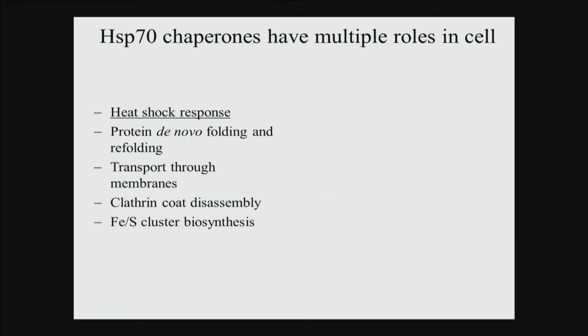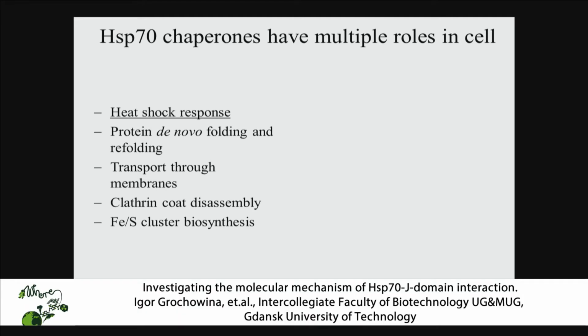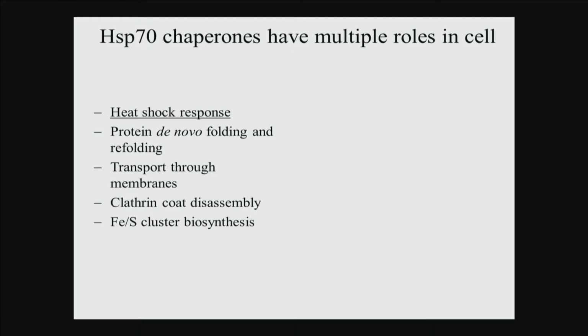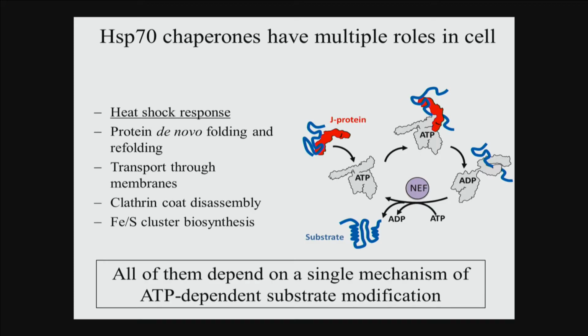And about the Hsp70 chaperones: these are a conserved family of proteins present in practically every taxon, and every organism has numerous Hsp70 chaperone proteins. Their main function is the heat shock response, but also protein folding, transport through membranes, clathrin coat disassembly, and also iron-sulfur cluster biosynthesis. These activities make them really useful in cancer cells. Cancer cells rely heavily on Hsp70 proteins to deal with unfolded proteins and so on. So it's really interesting that all these functions depend on a single mechanism.